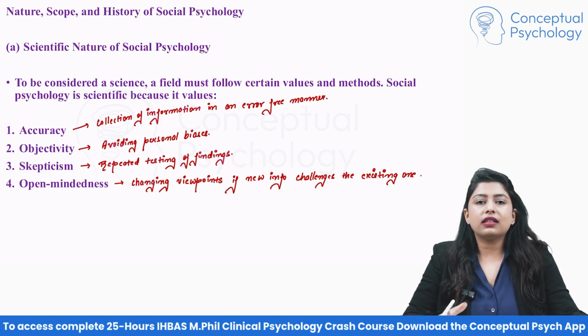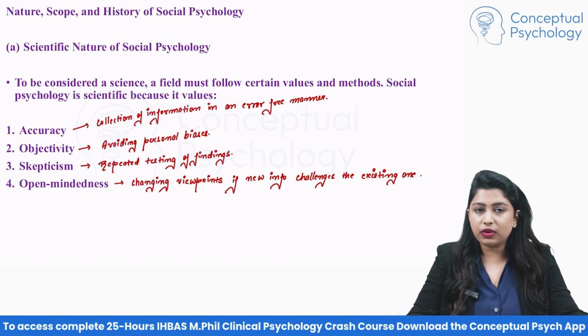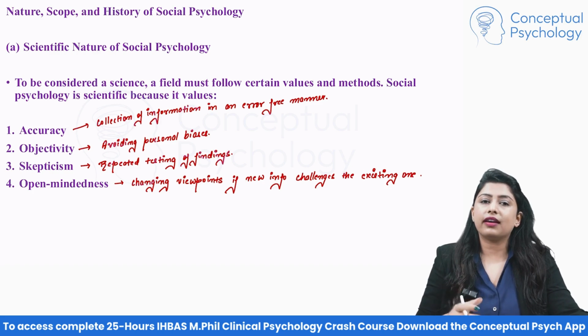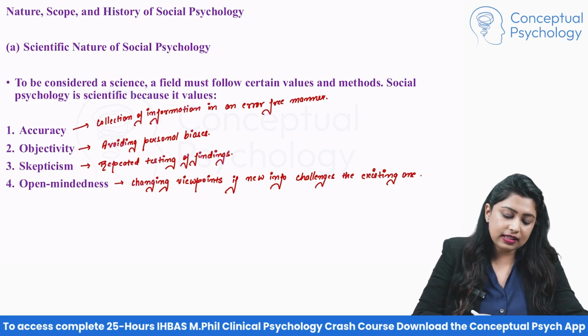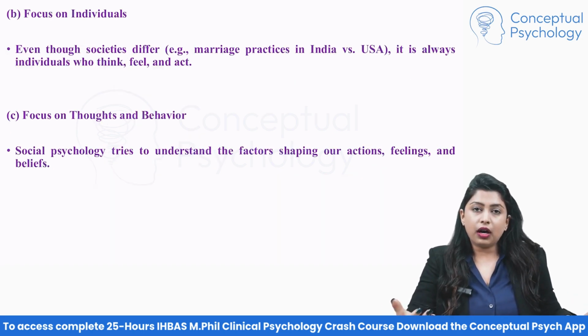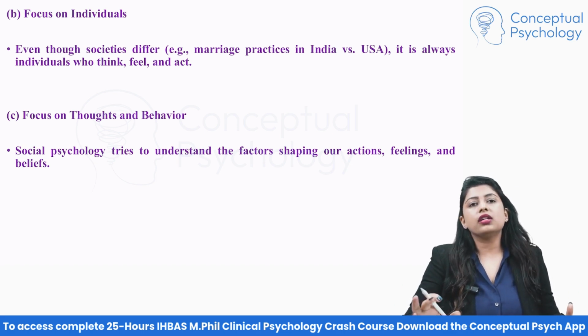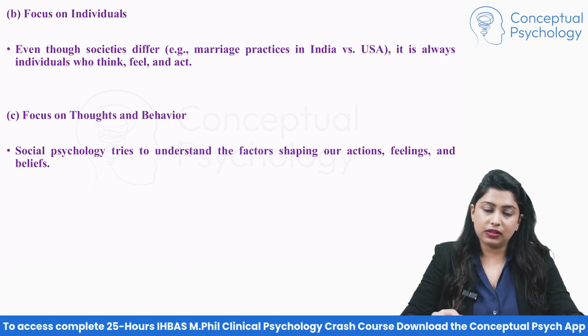So, because social psychology uses experiments, observation, and careful analysis, it is a scientific study. I hope it's clear till now. What does it do apart from being scientific in nature? Social psychology focuses on individuals, right?